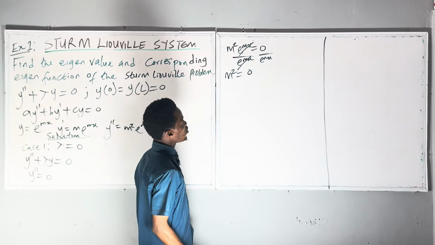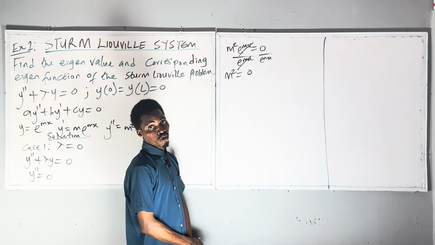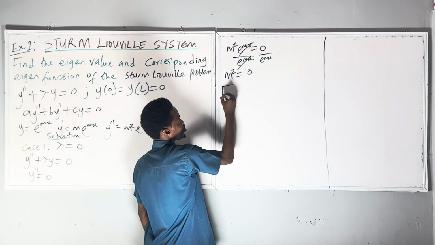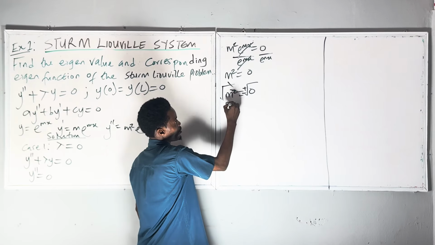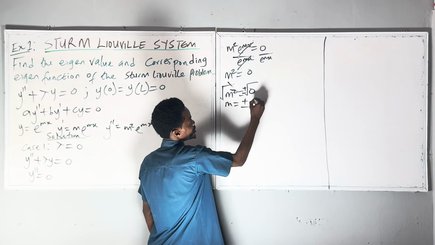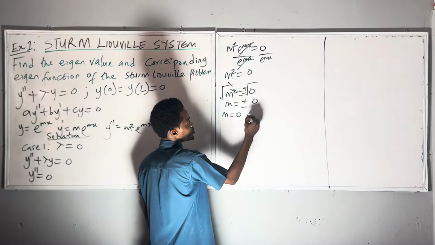So for us to get our m, I have to take the square root of both sides. If I take the square root of both sides, I am going to have m equal to the square root of 0. Whenever I take a square root, I have plus or minus, so I am going to have m is equal to plus or minus 0. So our answer is m is equal to 0. Minus 0 is also known as 0.